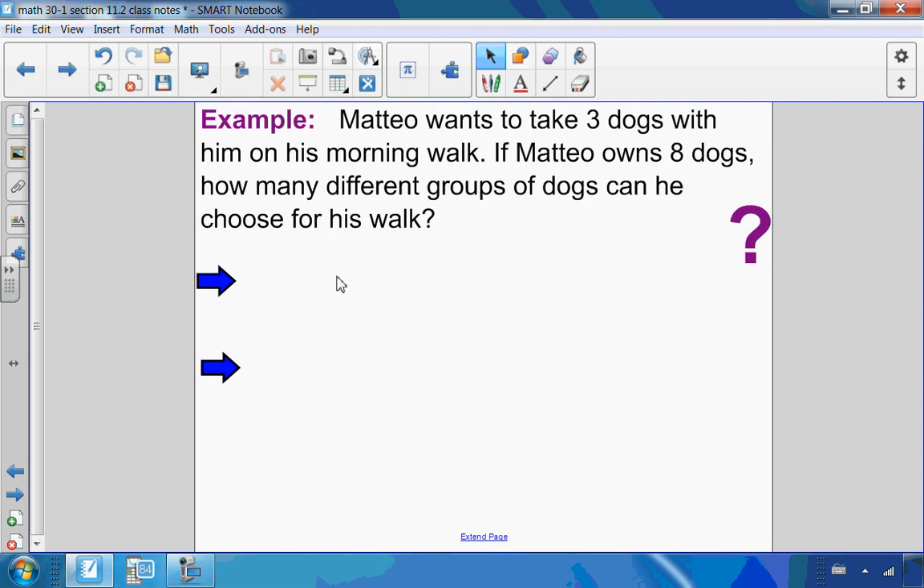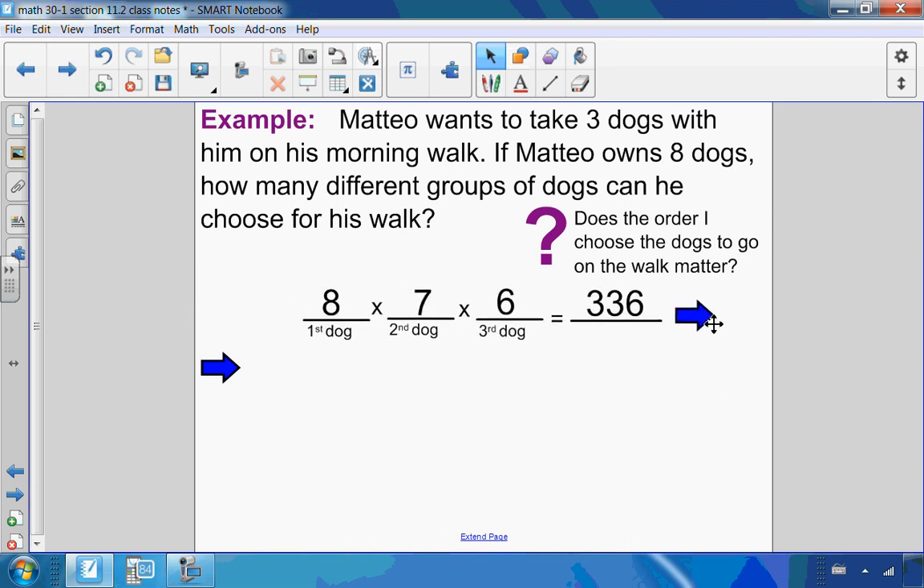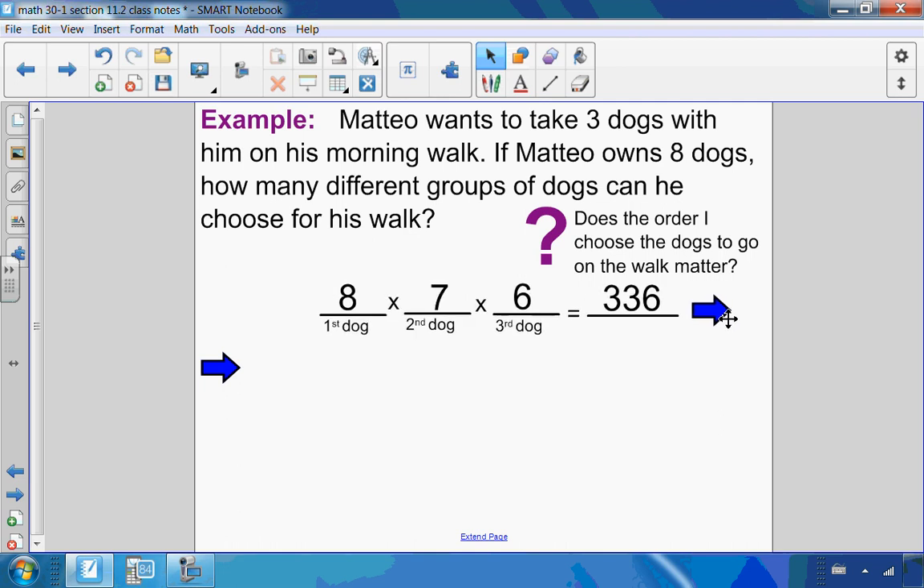Okay, now let's compare that to taking dogs for a walk. So taking dogs for his morning walk, he owns 8 dogs. How many different groups of dogs can he choose for his walk? Does the order I choose the dogs to go on the walk matter? We already said the answer is no. Well, let's look at how many ways I can arrange the dogs.